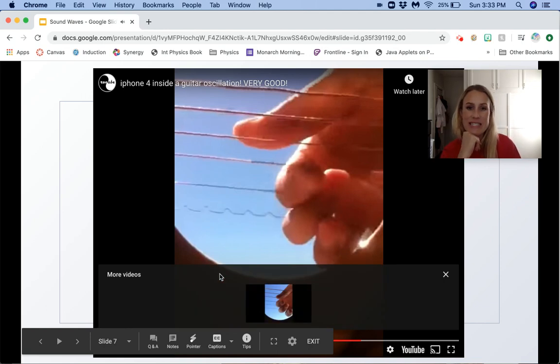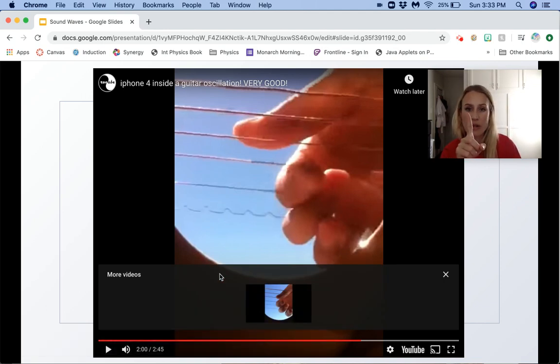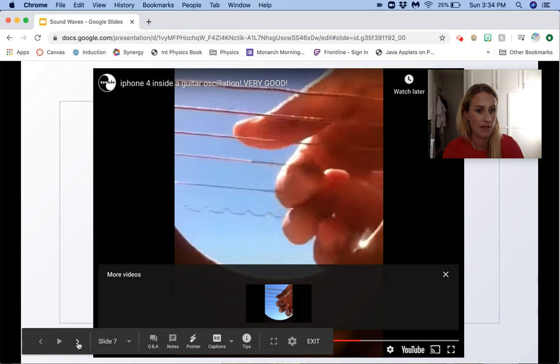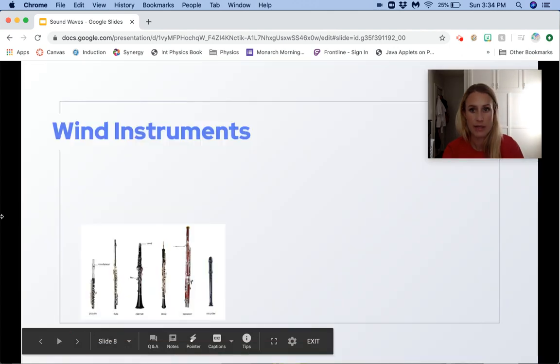Cool. You can actually see that the top string right there, that wavelength is longer, so the frequency is lower, right? The bottom string right there, the wavelength is shorter, and the frequency is therefore higher. Very, very cool stuff. All right, let's talk about wind instruments.